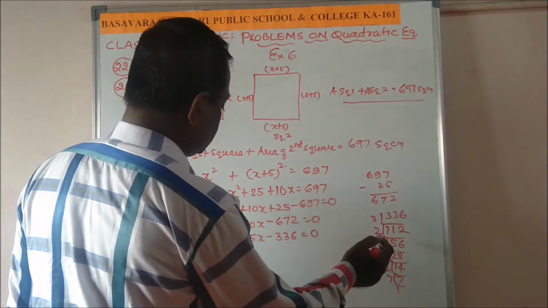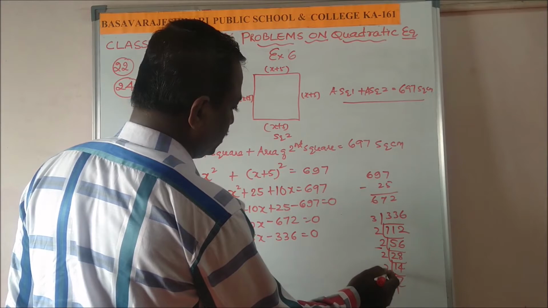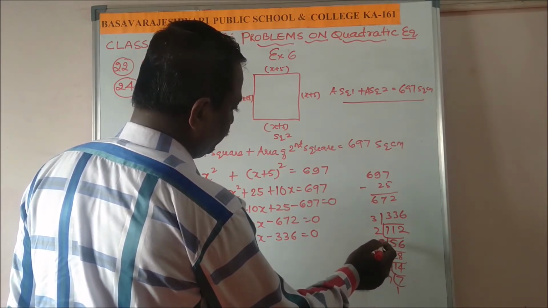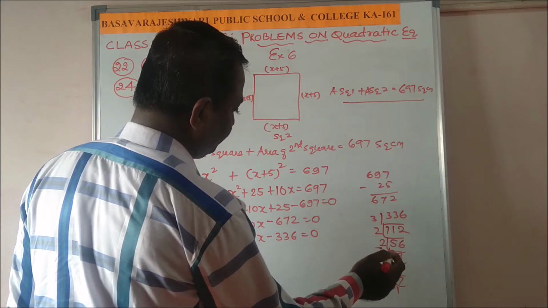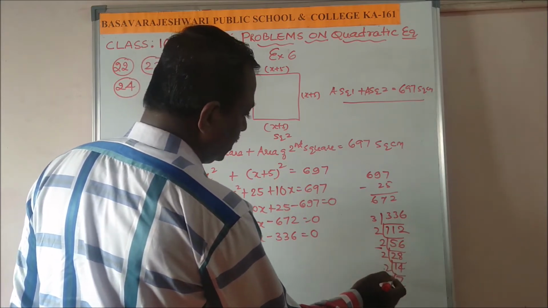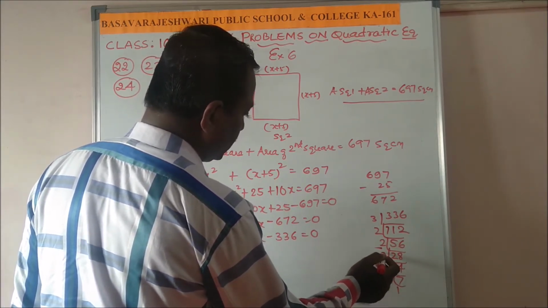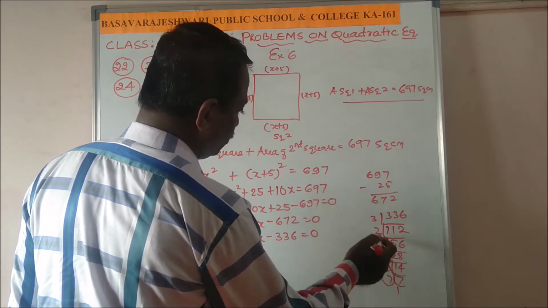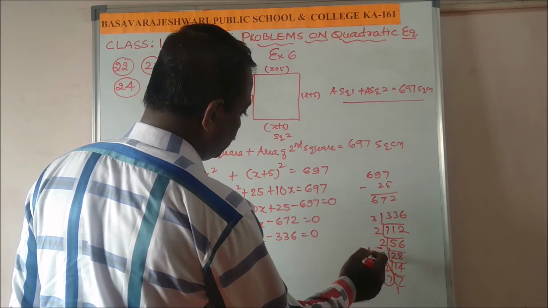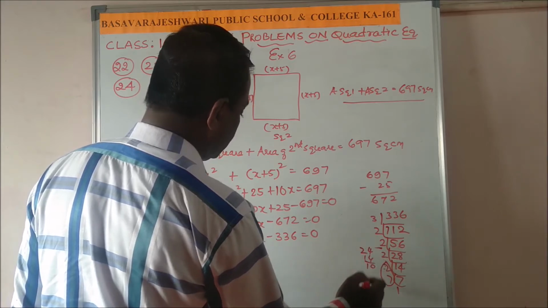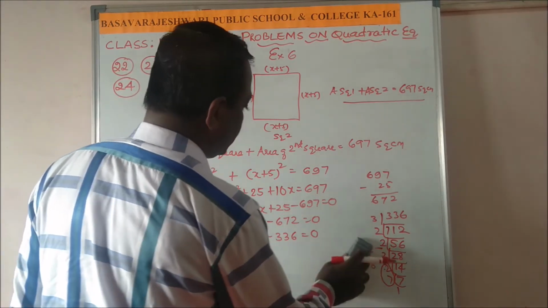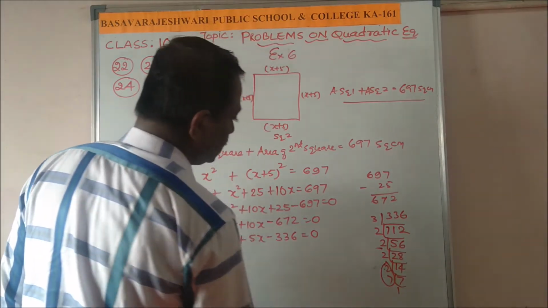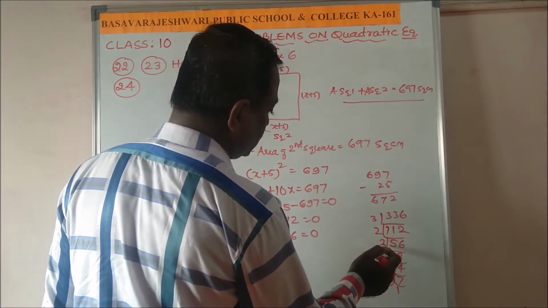Now 3 twos are 6, 6 twos are 12, 7 twos are 14, 2 twos are 4, 4 twos are 8, 8 is 24. 24, 14. No, it will not come. 3 twos are 6, 6 twos are 12.